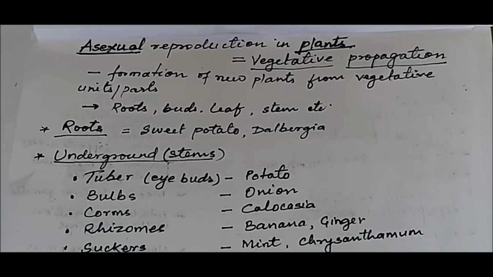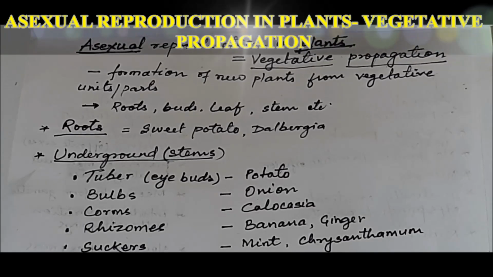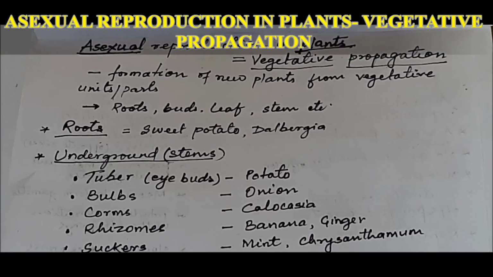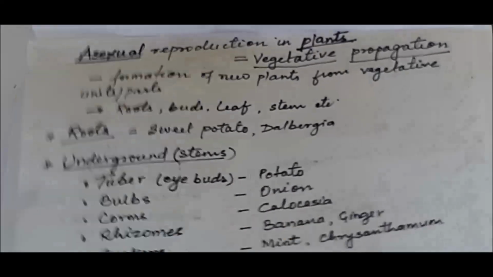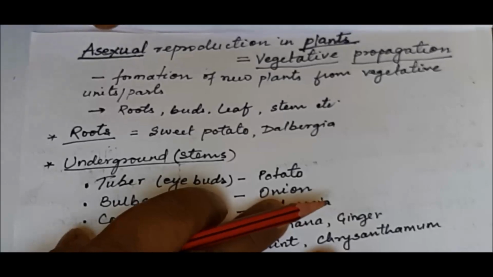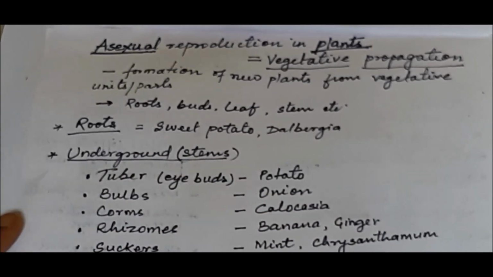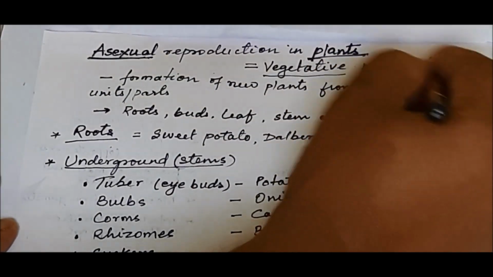Students, in the previous video we have studied asexual reproduction in animals. Now we are going to learn asexual reproduction in plants. Asexual reproduction in plants is also known as vegetative reproduction, or vegetative propagation.